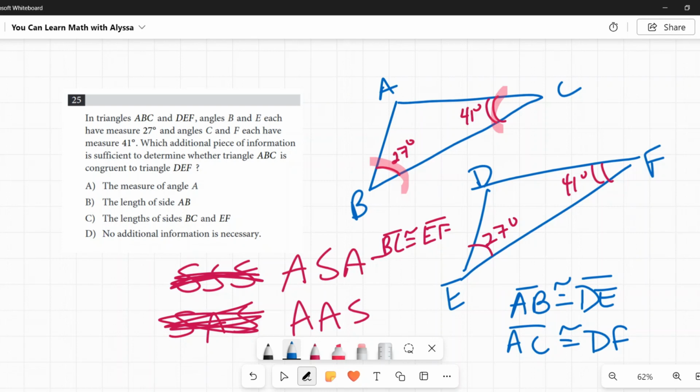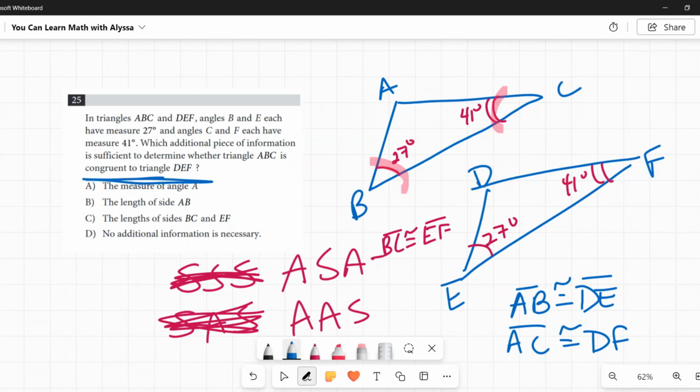Let's look at our options now and see which of these they're providing us. So for A, it says the measure of angle A. No, that wouldn't help us. Having all three angles would just prove more, I guess you'd say, which you don't really need, that they are similar because of angle, angle, angle similarity. But we don't care about similarity. We care about congruency. A is out.